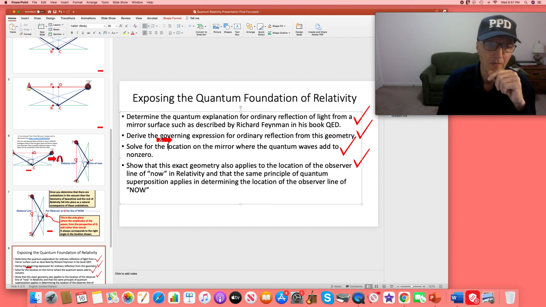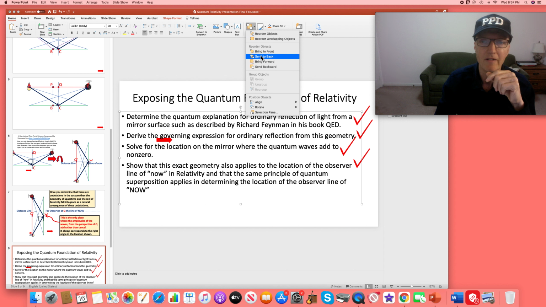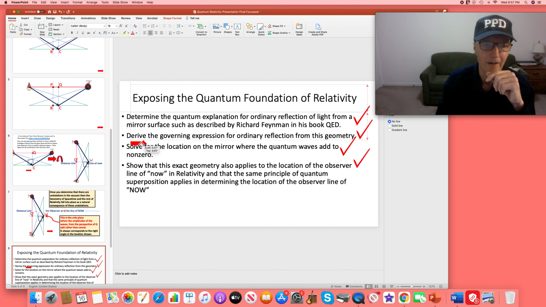Okay, I lost my little arrow. It went in there, little bugger. I know what to do, I'll just send this back. Range, center back. Now I should be able to, yeah, okay, great.